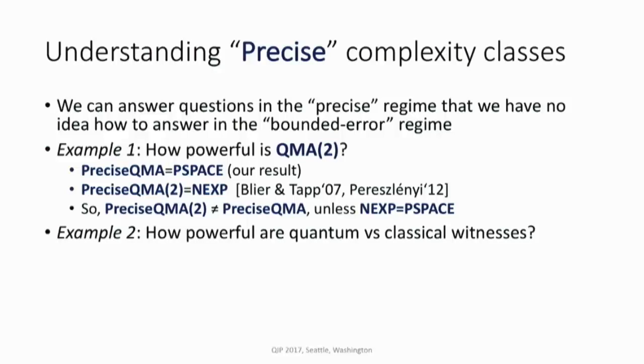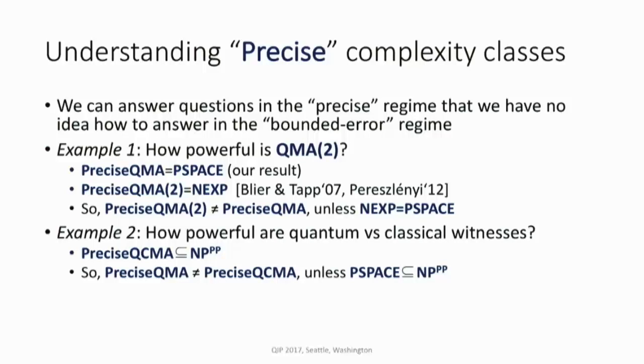I'm running out of time, but I'll say that we can do something similar with precise QMA, that's a quantum witness with a quantum verifier, versus precise QCMA, which is a quantum verifier with a classical witness. We can show that likely in the precise world, these two classes are not equal. We can also show that with perfect completeness, in the precise world, precise QMA is equal to precise QMA1, whereas in the bounded error world, we have no idea.